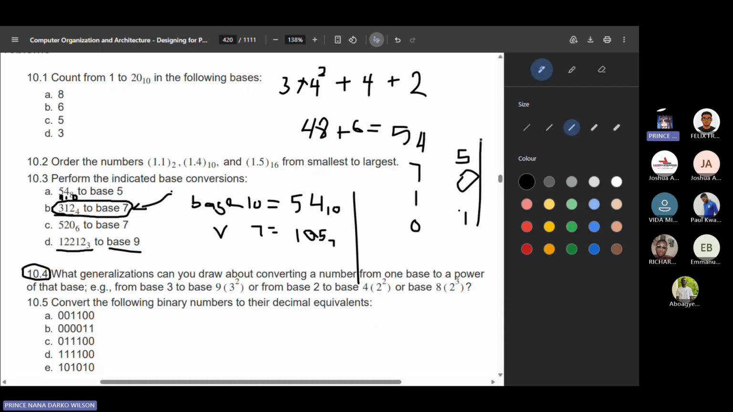So writing from the bottom up, we have 105, and then it's in base 7. So yes, correct. So you will see this answer displayed boldly in your objectives. Now, let's look at question 10.